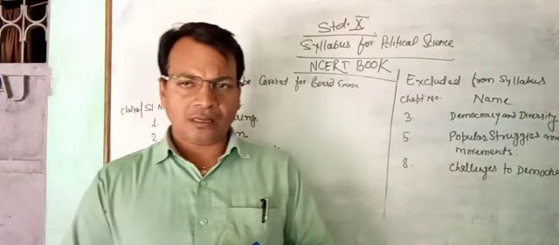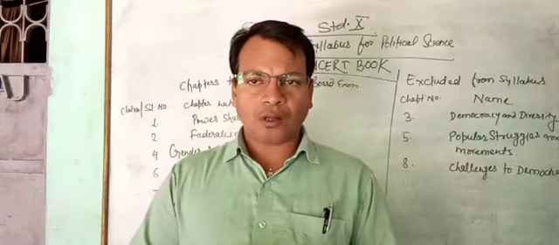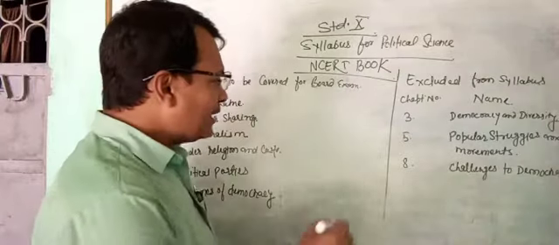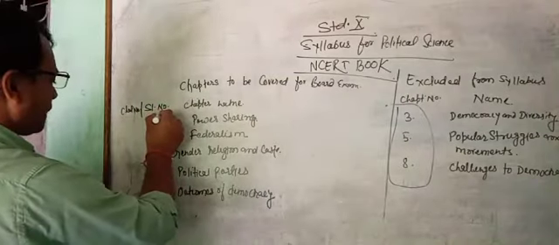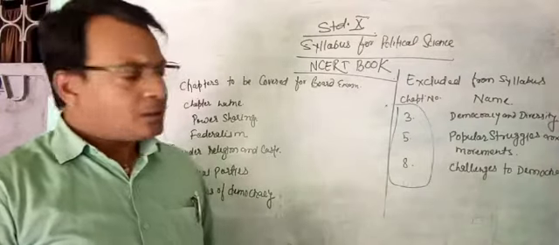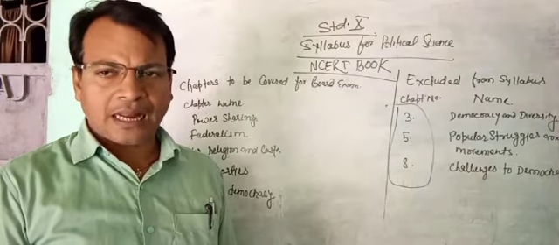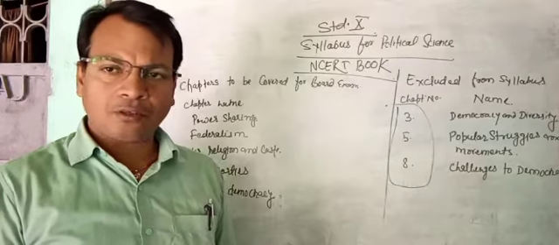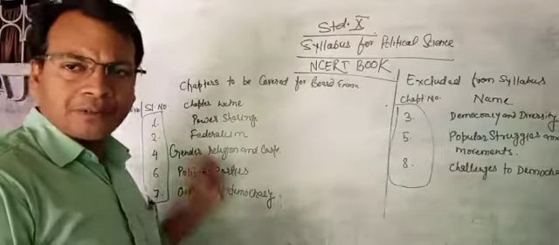So dear students, whenever you see the NCERT book of political science, there are 8 chapters, right? There are 8 chapters in your book, these 3 and these 5, right? So 3 chapters are excluded from your syllabus, meaning not a single question will be asked from them in your board exam. So for the board exam you have to prepare for these 5 chapters.